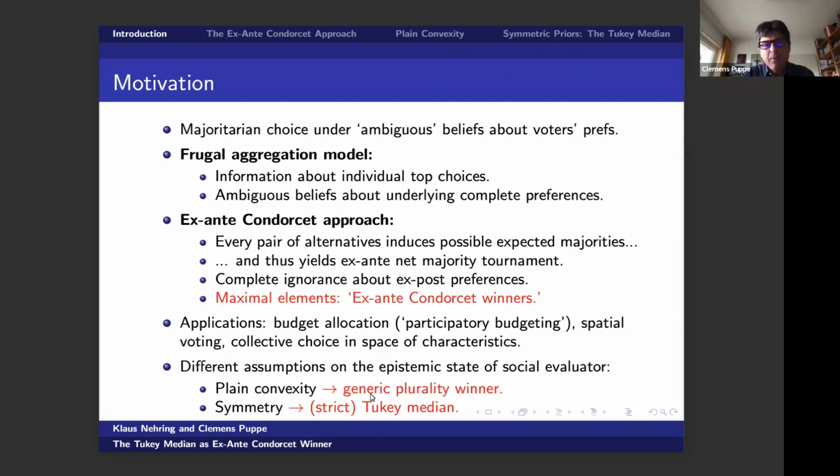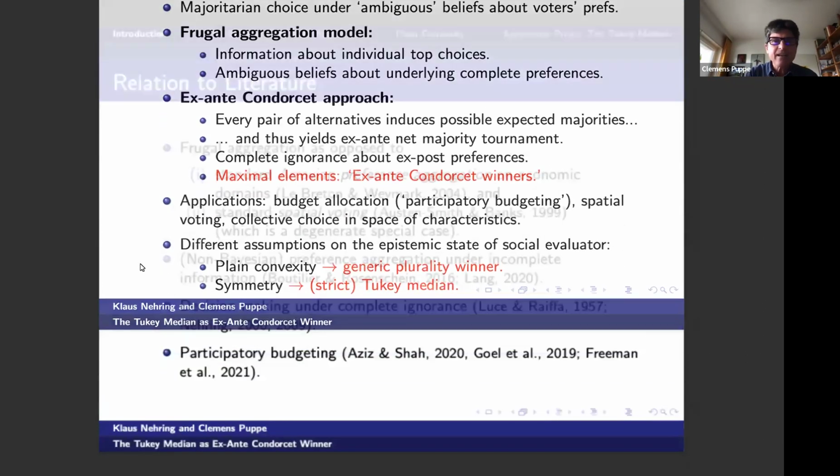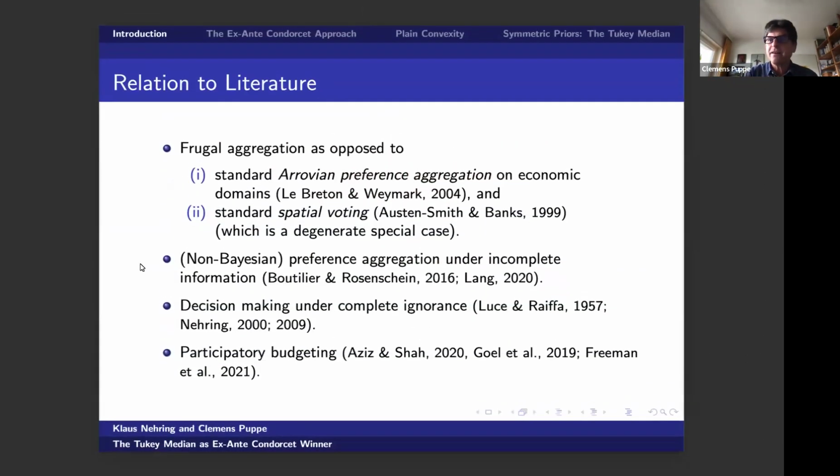So, which means that going to convex preferences does not really give you much insight. But then we will impose a very natural condition, which we call symmetry. And together with the assumption that preferences are convex, the symmetry assumption will then deliver a beautiful solution concept, namely what we call the strict Tukey median. So this is again raising your expectations. I haven't explained any detail so far, and I will come to this after the relation to the literature.